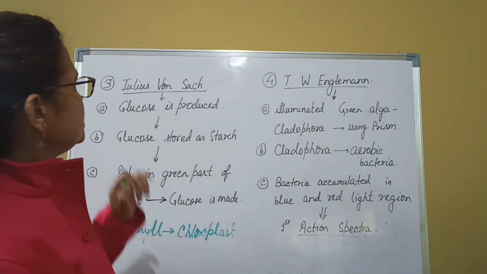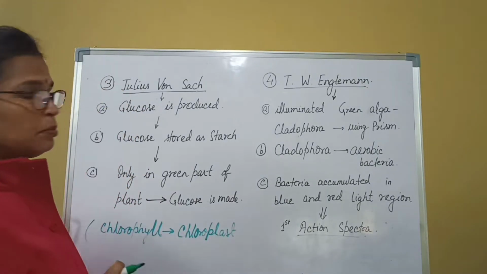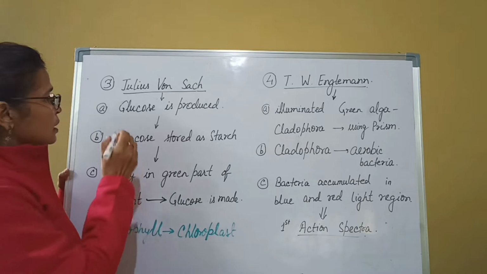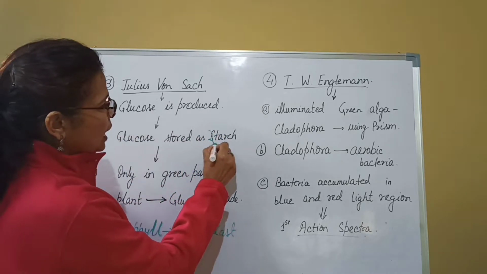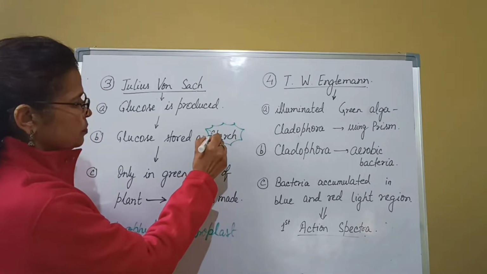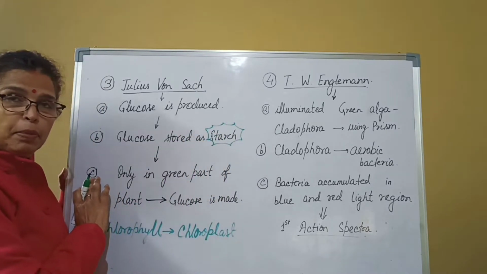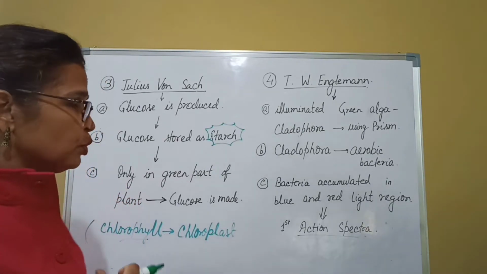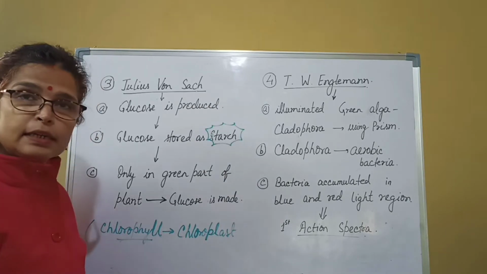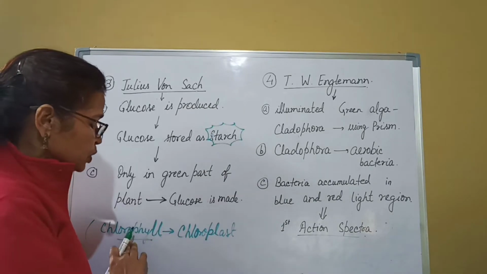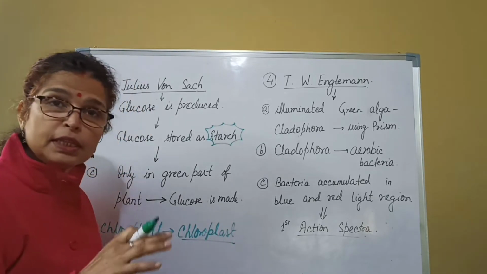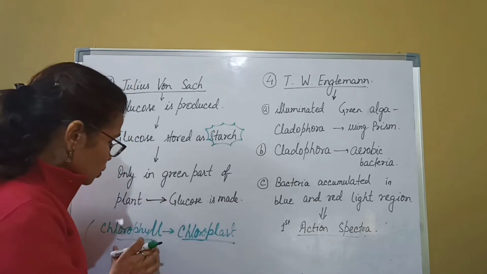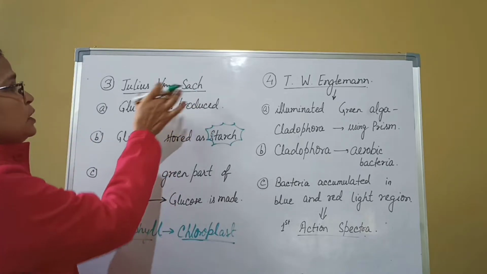The next scientist is Julius von Sachs. In his experiment, he proved that glucose is produced by the green part of the plants, and this glucose is stored as starch, and only the green part of the plant can make the glucose. In another experiment, he also proved that the green substance that we now call chlorophyll is produced in the spherical body within the cell, and that spherical body is now called a chloroplast. Means the chloroplast was discovered by Julius von Sachs.